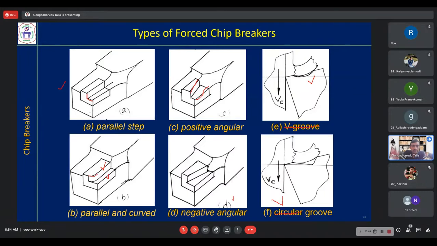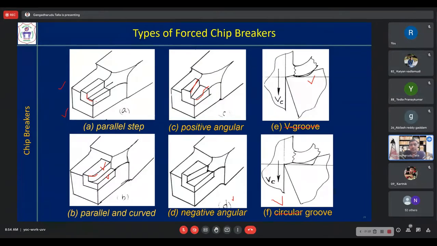Coming to the first one again, the parallel step is provided for general purpose cutting. Now what is general purpose cutting? You are not cutting very hard materials and you are not aiming for very high surface finish. Only for workshop purposes you are cutting the workpieces. You are not going to use those components in very sophisticated equipment or machinery. Normal general cutting.